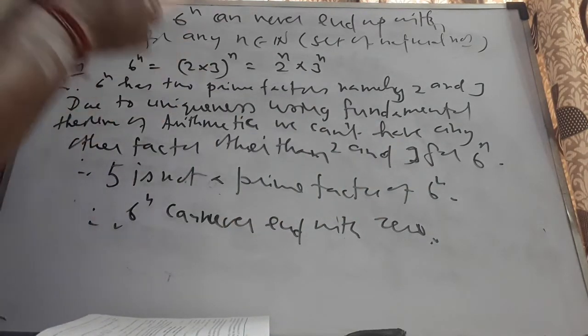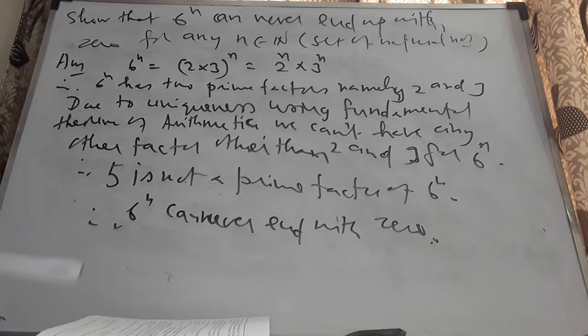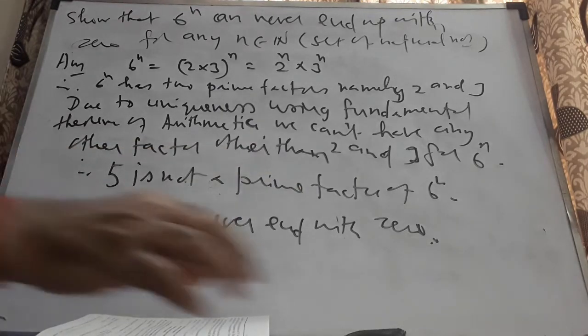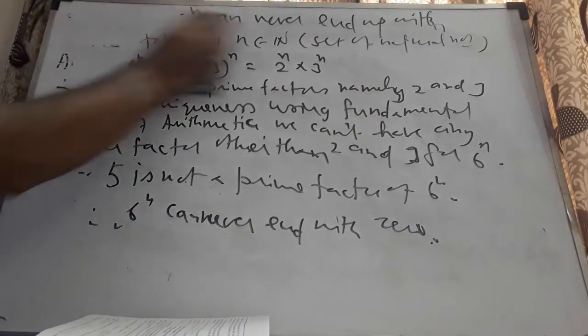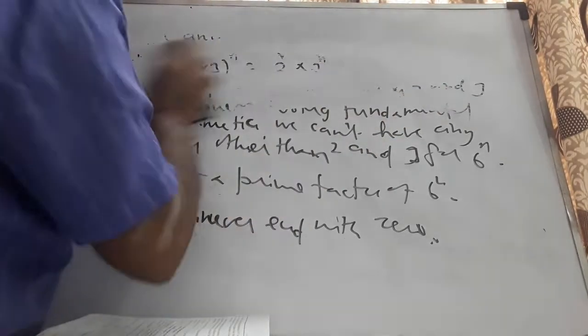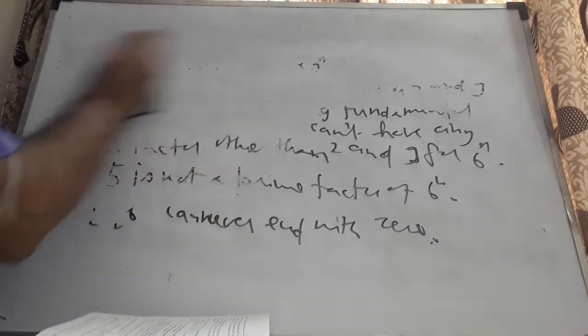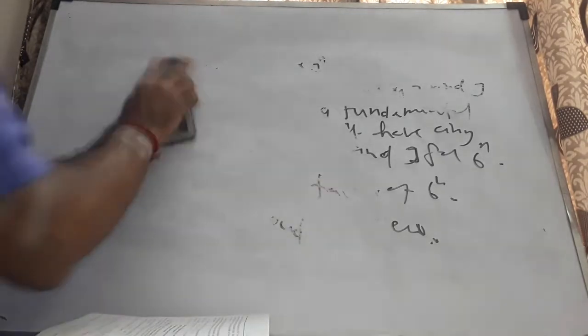Already 2 is a factor. It will end up with 0 only when 5 is also a factor, so that 2 into 5 will end up with 0. Therefore, 5 is not a prime factor of 6 power n. Therefore, 6 power n can never end up with 0. Okay, can never end up with 0. I think, is it clear? It's clear to everybody. You are able to follow what I am telling you.